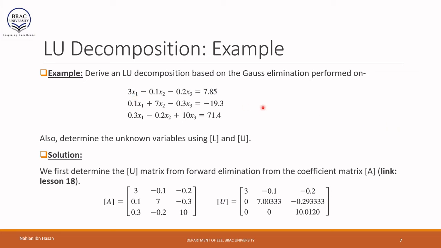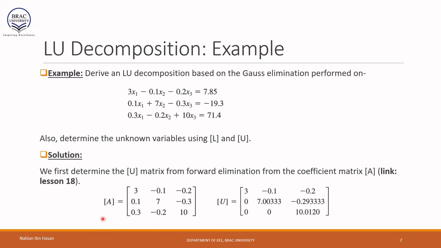So let's look at an example so that it becomes clearer to you. Say, for example, we have this system of equations with three equations, and we need to find the lower triangular matrix and the upper triangular matrix based on the Gaussian elimination method. So we construct the coefficient matrix from the coefficients of these equations, and that is this matrix, the A matrix. This is the original coefficient matrix.